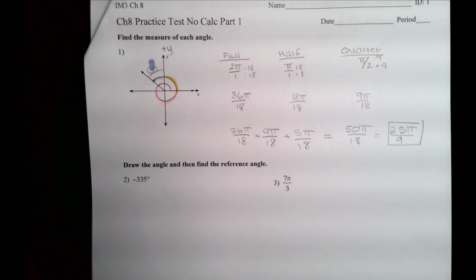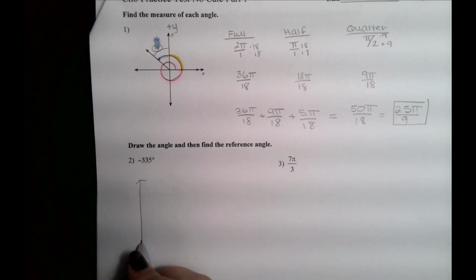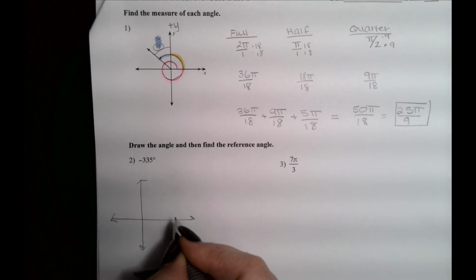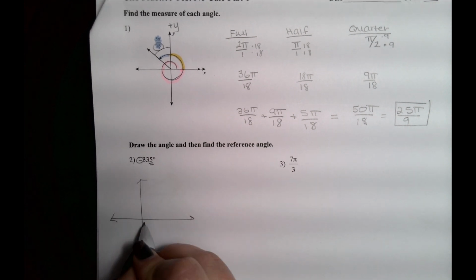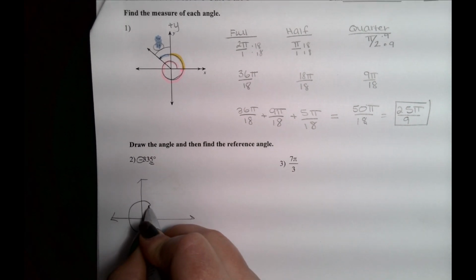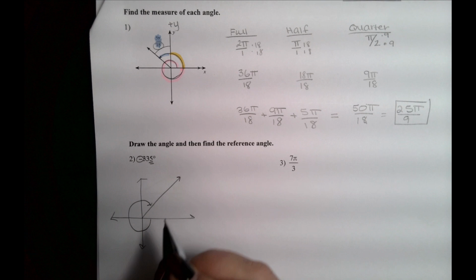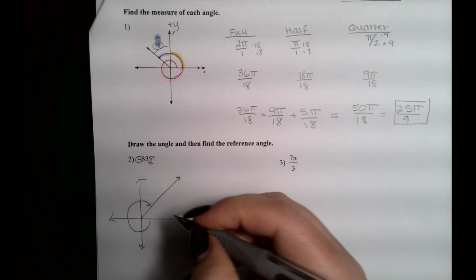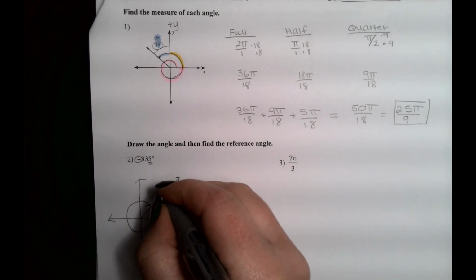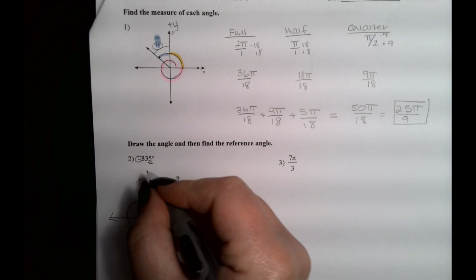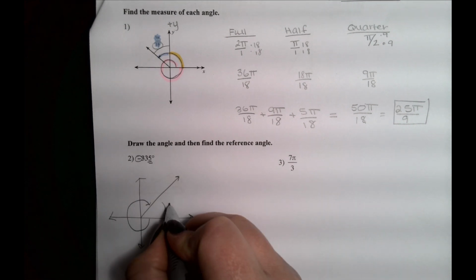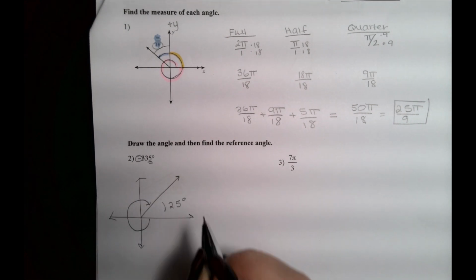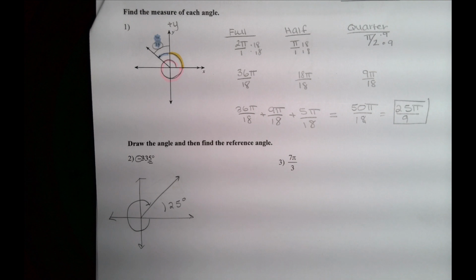Draw the angle and then find the reference angle. Here we are going to go down for negative. Ends in a 5, so that means we're going to be here, almost at a full cycle, not quite. We are in quadrant 1. That means our reference angle here is, where are we? 25 degrees to a full cycle.